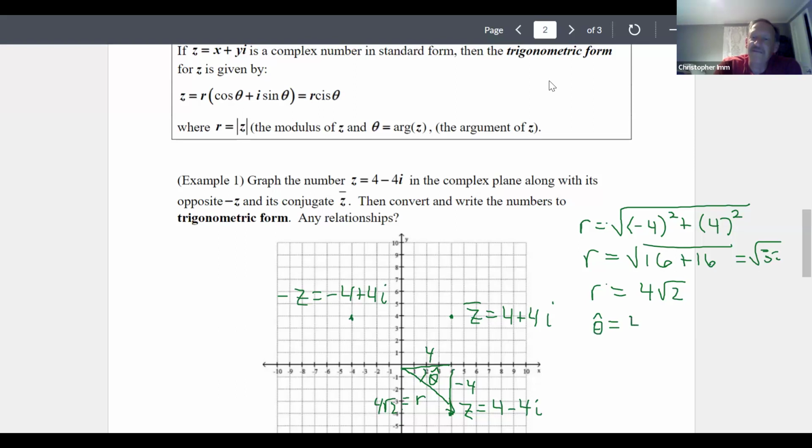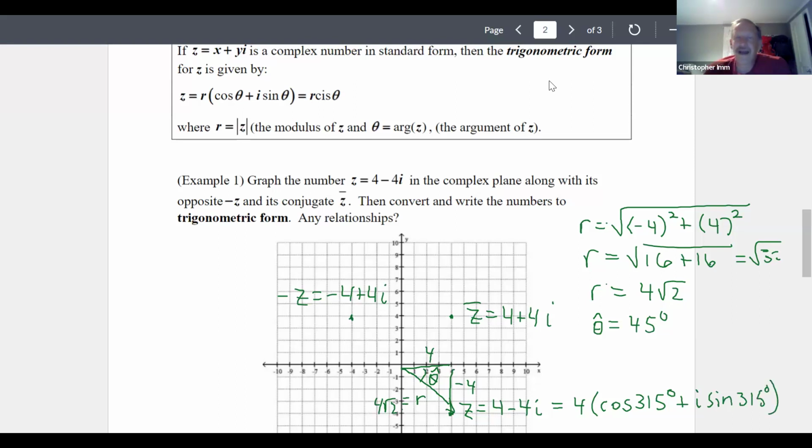So that theta hat is going to be 45 degrees. And if we want to put that in quadrant 4 for this number, we can write this z as the same thing as 4 times the cosine of 315, with a reference angle of 45 in the fourth quadrant, plus i sine 315. These are in degrees.